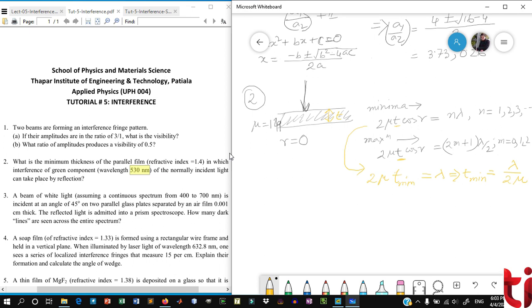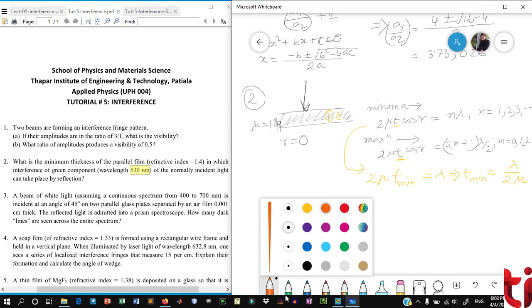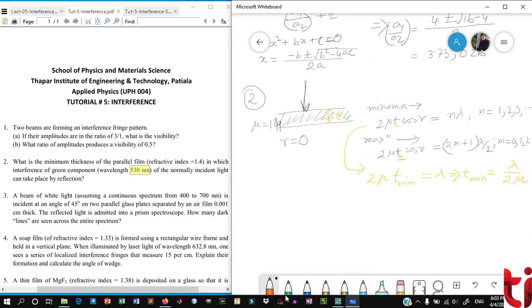For the maxima, what do we have? 2 mu t. So m minimum is 0, so lambda by 2. That implies that this minimum is lambda by 4 mu.